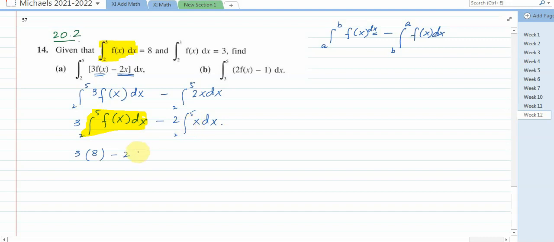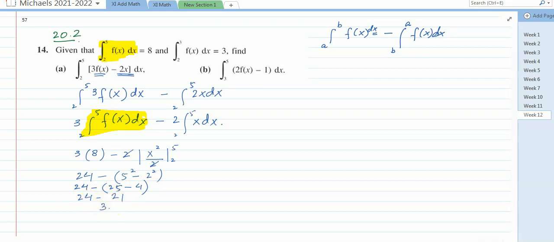The integral of x is x square divided by 2, and the limits we have are from 2 to 5. So 3 times 8 is 24, minus 2, and the 2 cancels. Now we apply the limits: upper limit 5 square minus lower limit 2 square. So now it's 24 minus, 25 minus 4 leads to 21, and 24 minus 21 is equal to 3. So that is your first part answer.